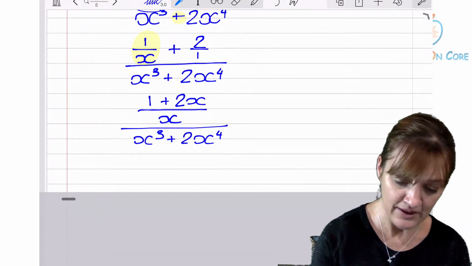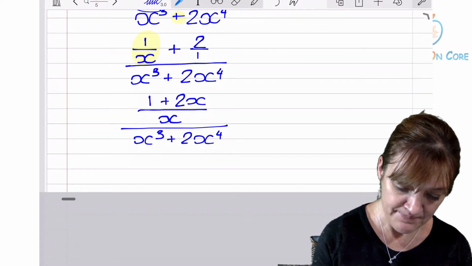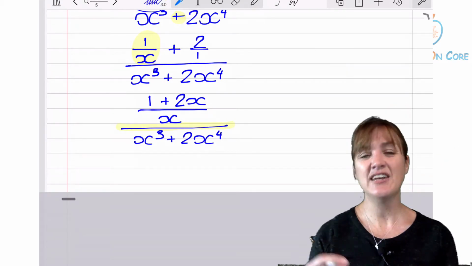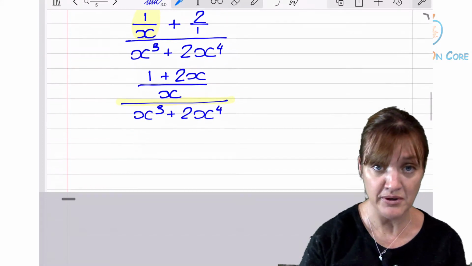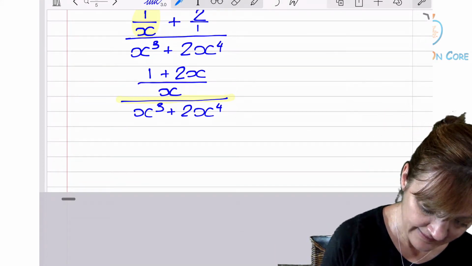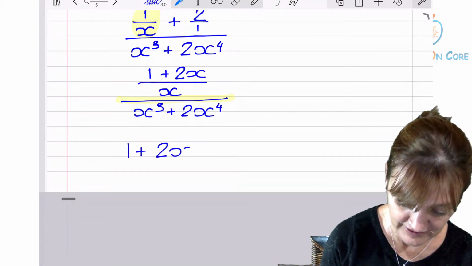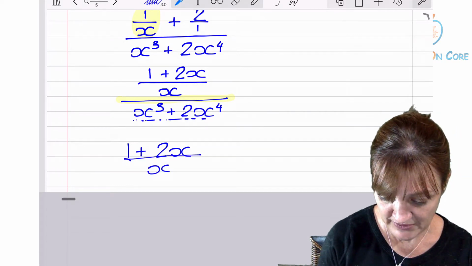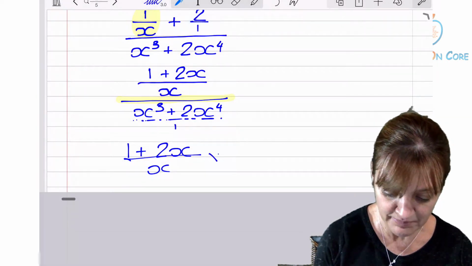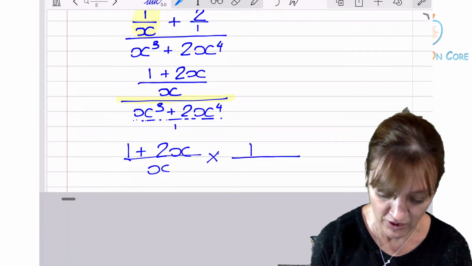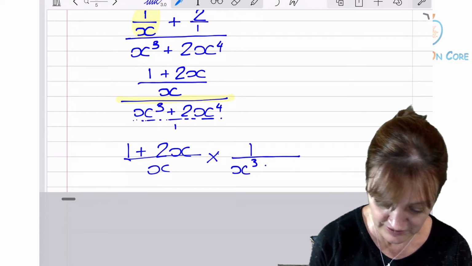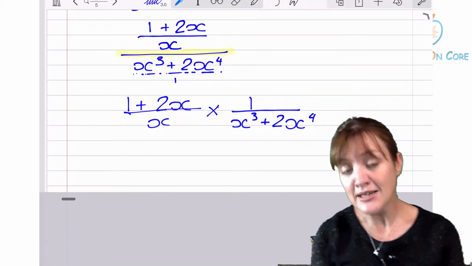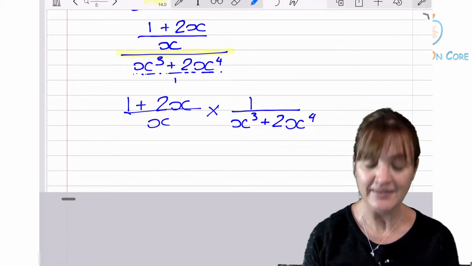Okay. Now let's look at this. We have got this line over here, which means divide, all right? And instead of having a fraction over a fraction, let's rather rewrite it with divide. So I'm going to write this as 1 plus 2x over x, all right? And remember, if this was a fraction, this would be over 1. So I'm going to tip and times it and write it as 1 over x cubed plus 2x to the 4, okay?